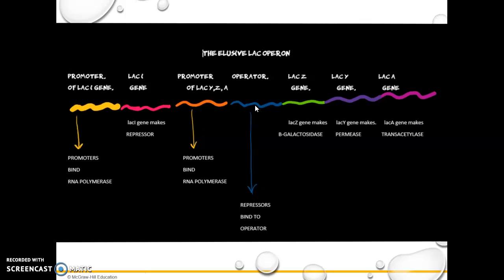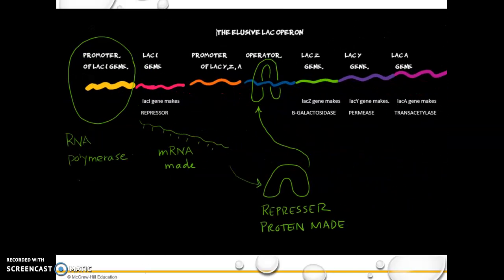So let's watch this in action, sort of. In this case, I don't have any lactose available. As I mentioned, RNA polymerase is going to sit down on this Lac I promoter, and it's going to make the repressor mRNA, which is then going to be translated, and that repressor protein is going to sit here on the operator. This is something that's called constitutive. It happens all the time.